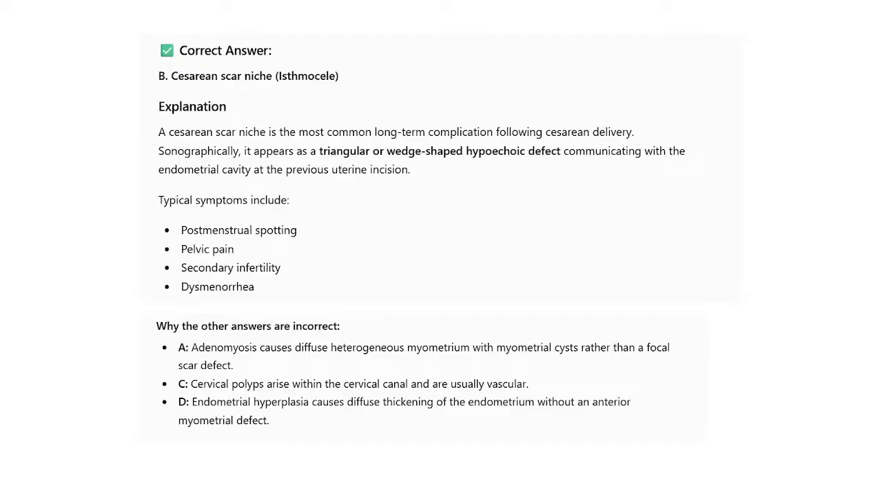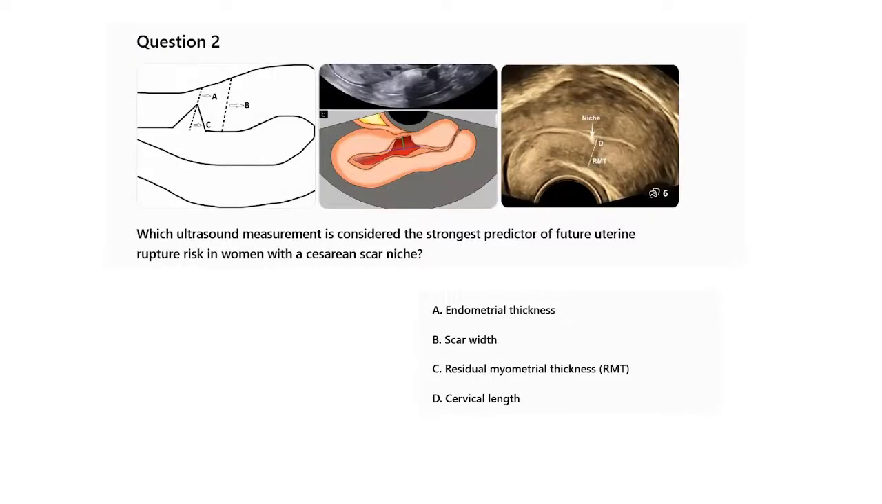Why the other answers are incorrect? A. Adenomyosis causes diffuse heterogeneous myometrium with myometrial cysts rather than a focal scar defect. C. Cervical polyps arise within the cervical canal and are usually vascular. D. Endometrial hyperplasia causes diffuse thickening of the endometrium without an anterior myometrial defect. So let's go to question number 2.